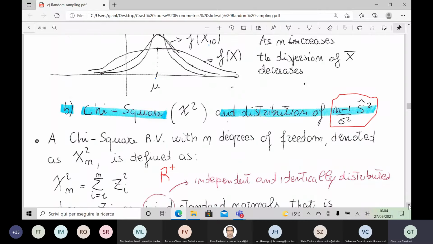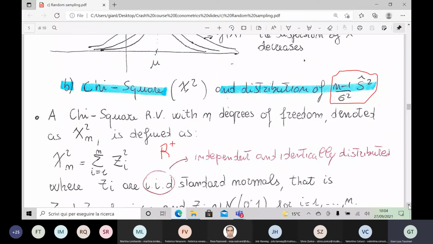Okay, but we think we need 20 minutes. Now, case B: we want to show another very important sampling distribution, which is the distribution of this random variable. But in order to explain it, I still have to say what capital S hat square is, and I need to introduce another continuous random variable.